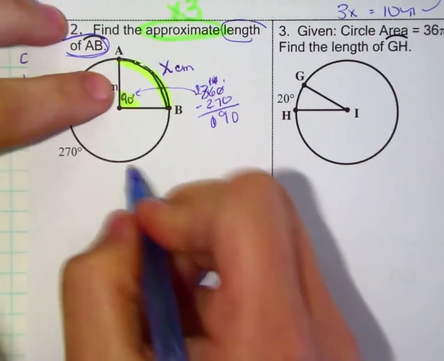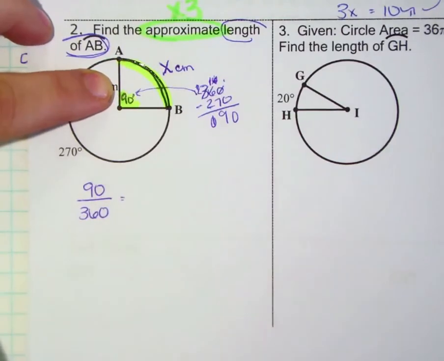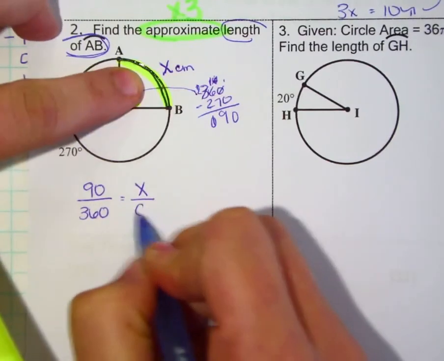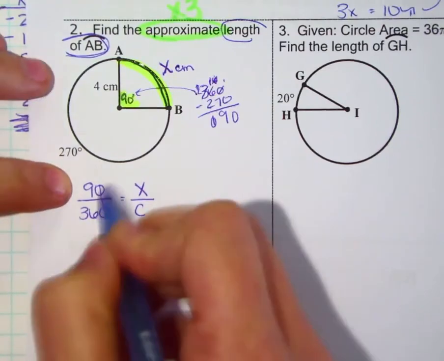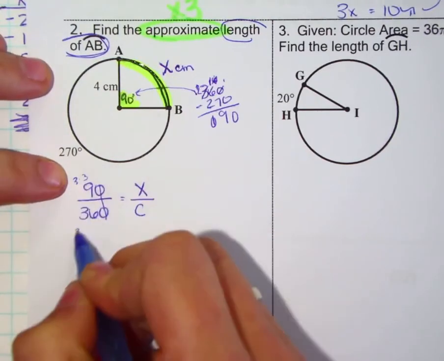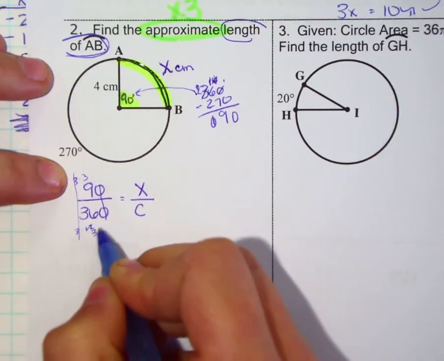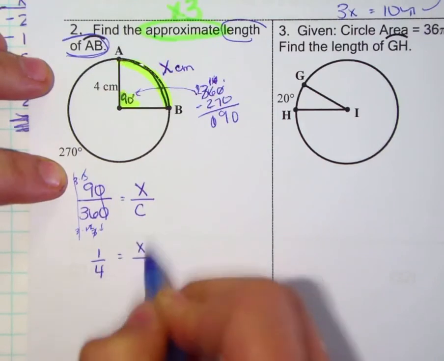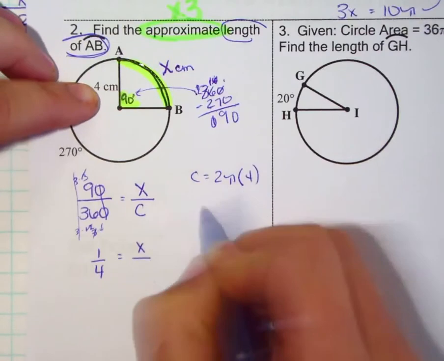Now we set up our proportion. We know this proportion, 90 out of 360, that's the proportion of the degrees, is going to be equal to the proportion of the arc length divided by its circumference. Reduce this. 9 divided by 36, that's 3 times 3. This is 3 times 12. And 12 is 3 times 4. So this is 1/4 equals x divided by circumference, 2 pi times the radius, which is 4.